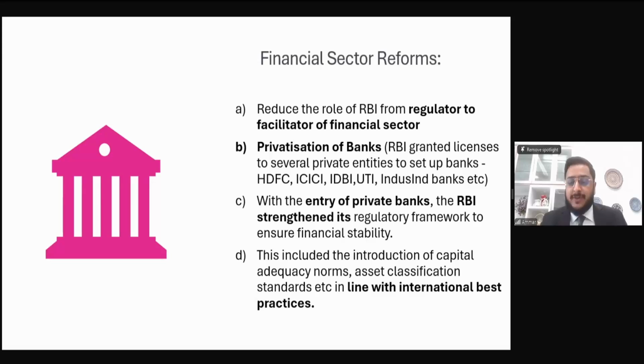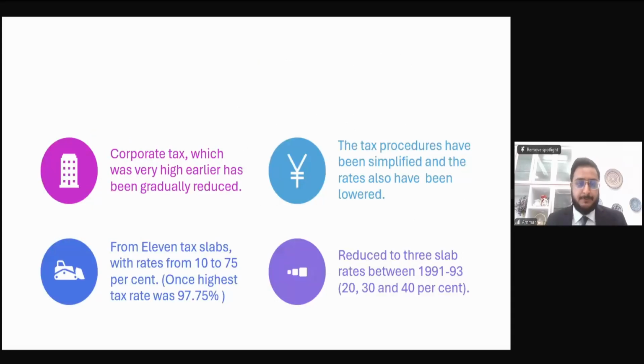Now with the entry of these private banks, RBI had to strengthen its regulatory framework to ensure their financial stability, because it was privatizing the banks and passing on the responsibility. So the regulatory framework had to be strengthened, and that's what FEMA took care of. A lot of capital adequacy norms also came up, and they were in line with international best practices.